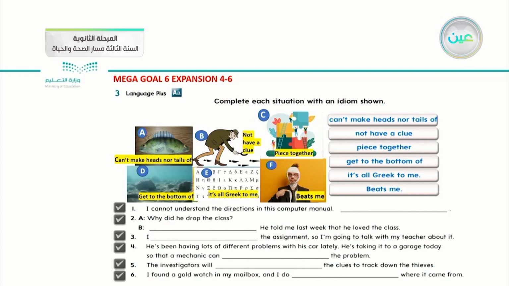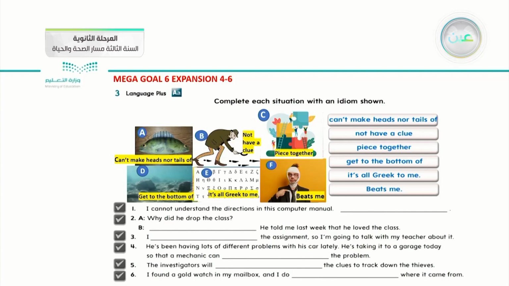And letter E, it's all Greek to me. There are some Greek letters in that picture that we can talk about. It's all Greek to me, which means it makes confusion for me. I can't understand this language. And the last one, pets me, which means that this is something that makes my mind confused, and I can't focus, and I can't expect the end of those things. That's what we're calling it, pets me.